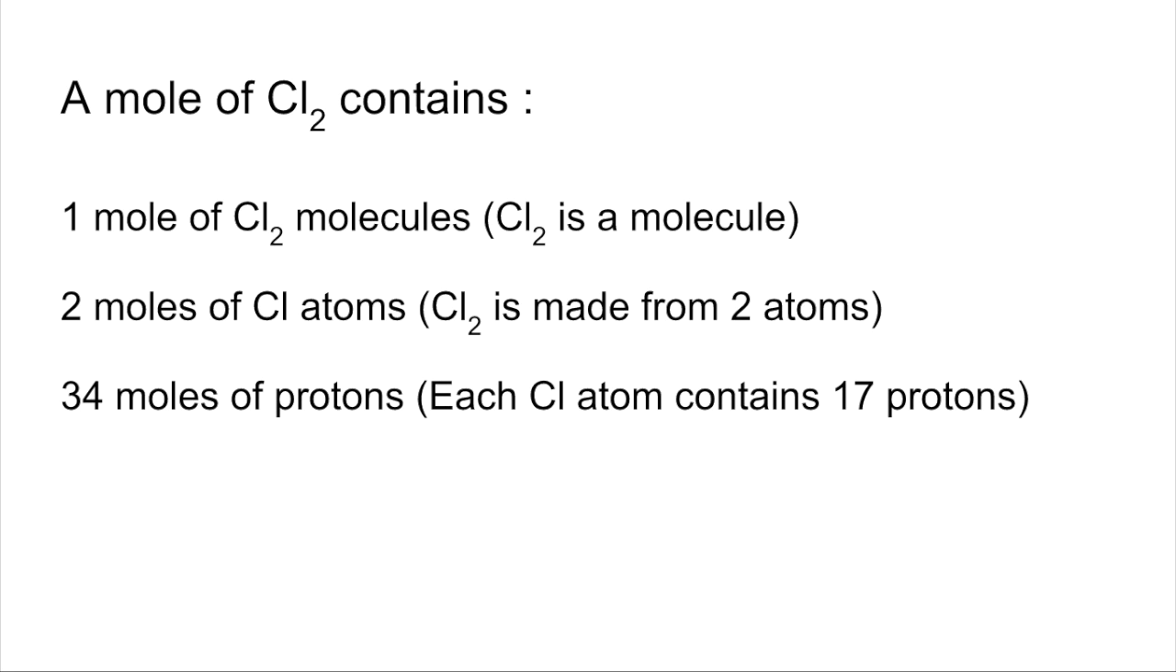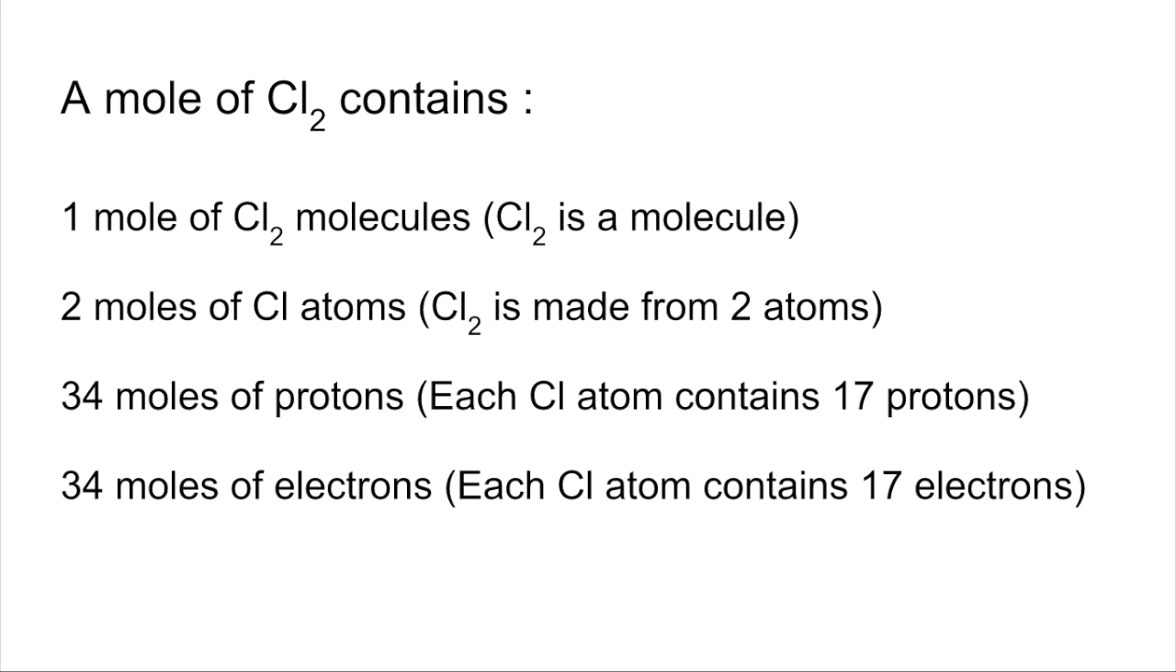You've actually got 34 moles of protons, because each Cl atom contains 17 protons. If you remember, chlorine's atomic number or proton number is 17, so you'd have double that in a mole of Cl2, and the same goes for electrons, because chlorine is made from two atoms and the number of electrons equals the number of protons in atoms.